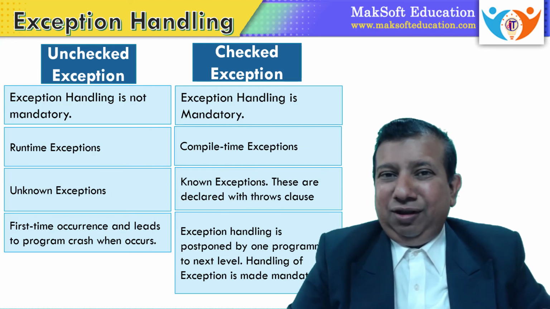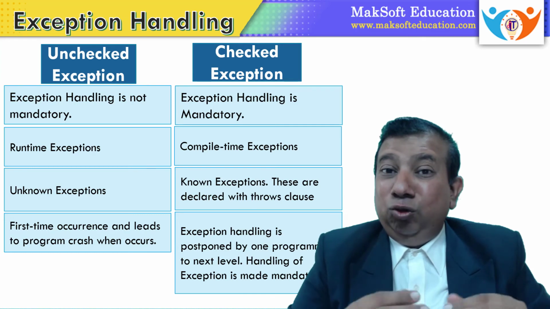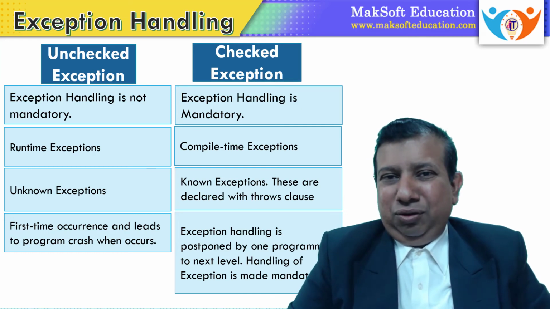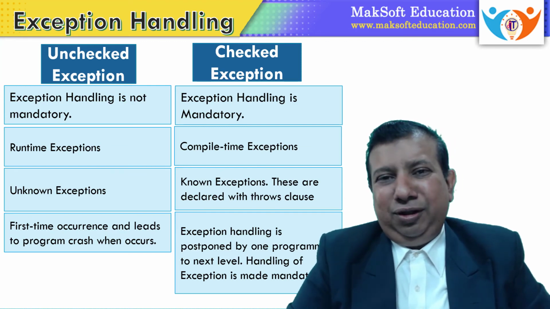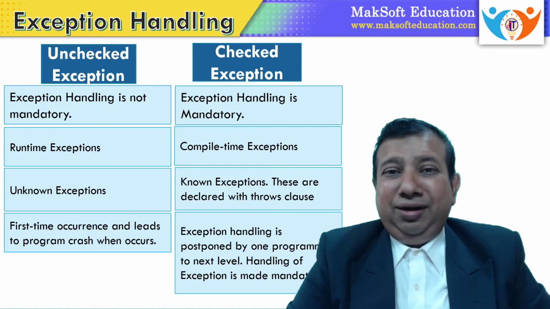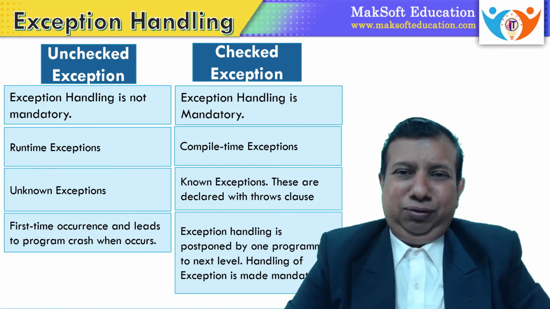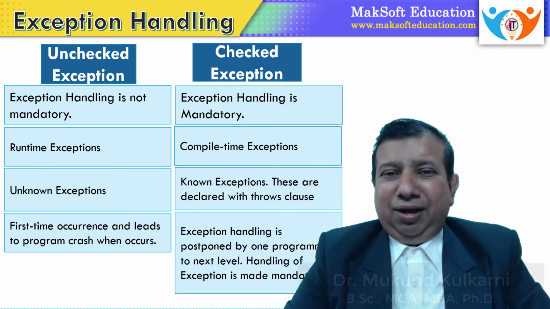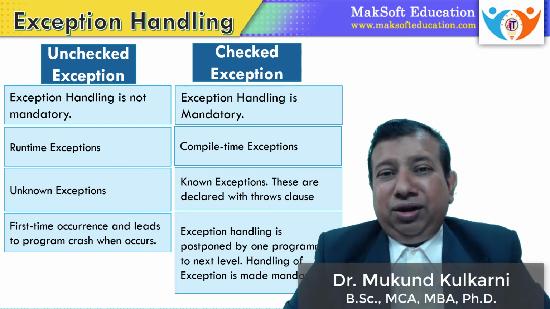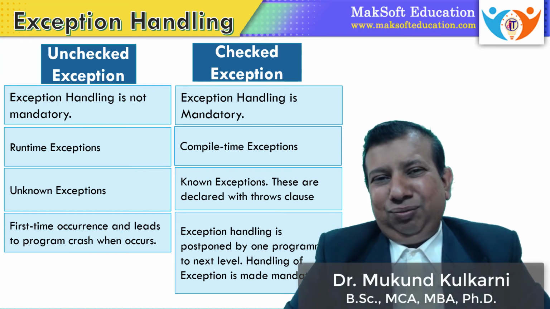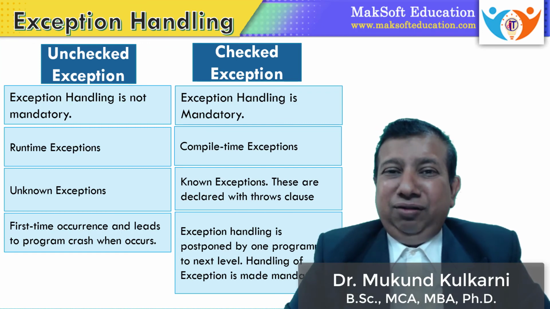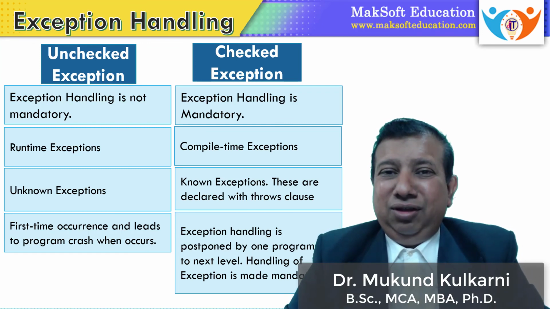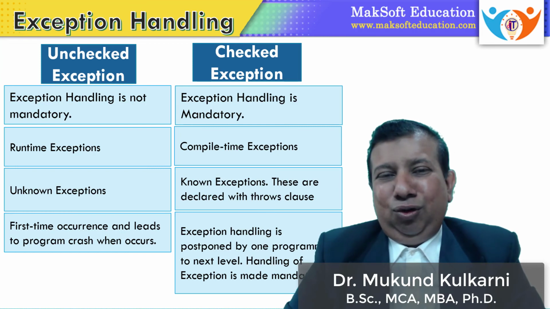But in case of checked exception, as already it is known what are possible exceptions, unless programmer is handling the exception, program will not execute. So there is less possibility of program getting crashed in case of checked exceptions. So these are differences between unchecked exceptions and checked exceptions. I hope now the concept of checked and unchecked exception and their differences are clear to all of you.